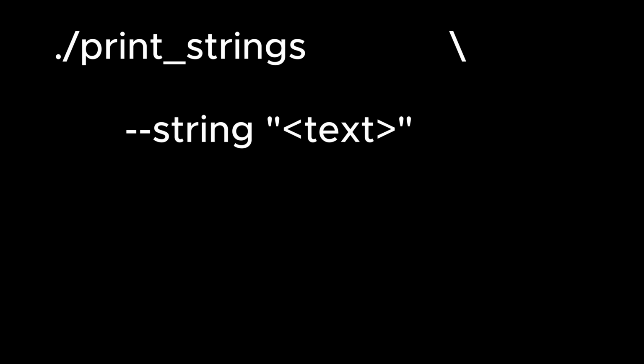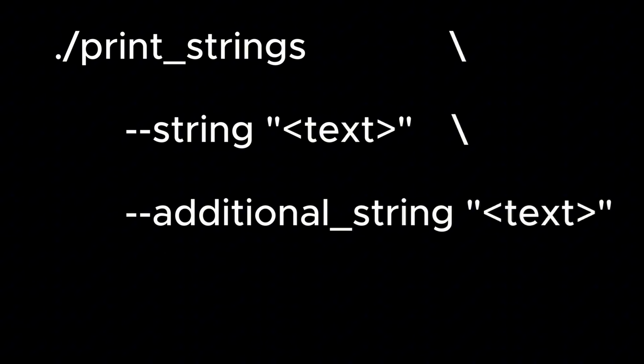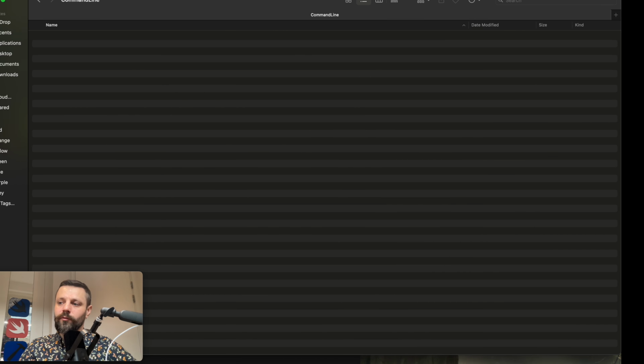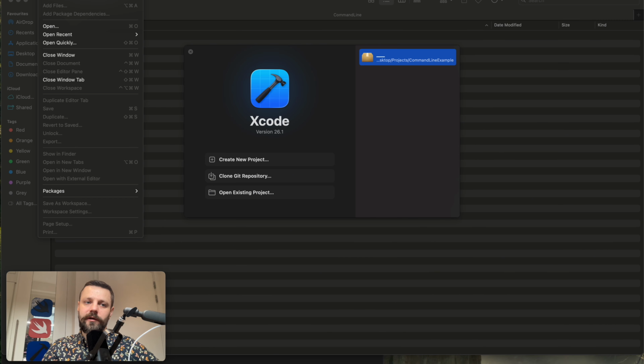So, we are going to implement a command line tool named printStrings, which is going to print some text to the command line. There's going to be only one required argument for this command line tool to be used. It's the string, the text to be printed. And there's going to be an optional second one, additional string, additional line of text to be printed. Also, we are going to support the help argument to display the instructions on how to use our command line tool. Alright, let's open Xcode and start with the new package.